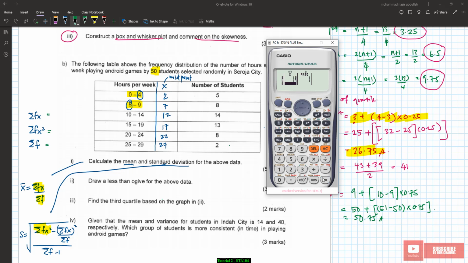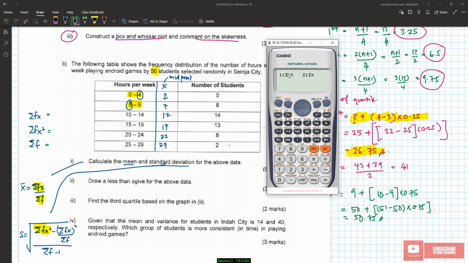17, 22, 27. Right? And then you put your frequency value. This is 5, 8, 14, 13, 8 and 2. So by using this calculator, you can recheck balik whether your numbers key in correctly or not. Right? So once you already enter the value, so you tekan shift 1, cari dekat number 3, sum.